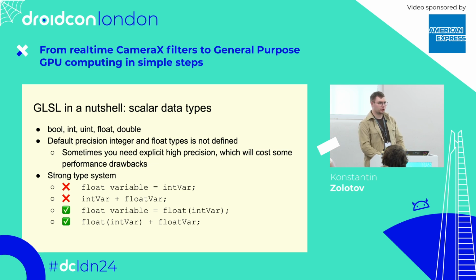The type system is strict, like in Kotlin. You cannot do some things and expect the compiler to understand what types you want. You can't assign an integer variable to a float. You can't do mathematical operations over different types. The types have to be exactly the same.